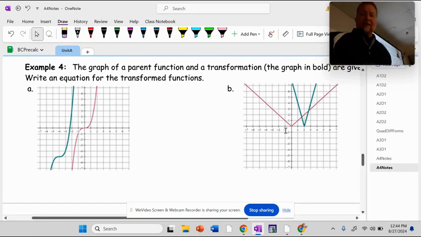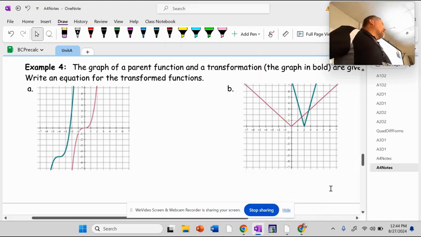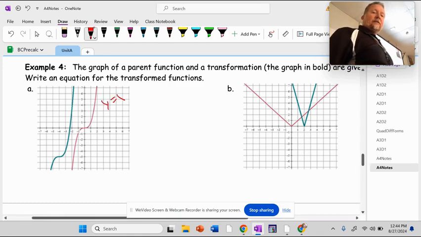Okay, I'm gonna hit unpause and then go ahead and get my own answers here. First thing is parent functions. So you gotta know that first one's a cubic. So this is y equals x cubed for sure in red. All right, if you don't know the parents, you can't get the child. All right, 1 cubed is 1, 2 cubed is 8.